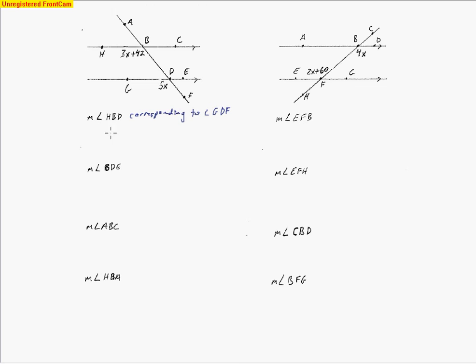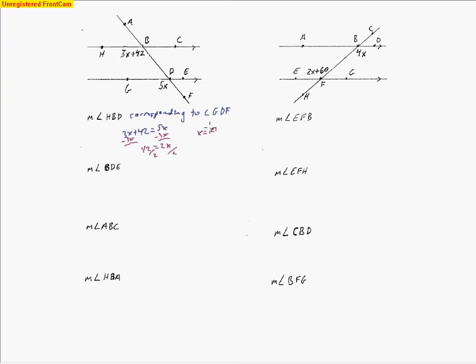So what I'm going to do is set 3x plus 42 equal to 5x, and then solve that equation. I'll subtract the 3x from both sides, because I want to isolate the variable. That leaves me with 42 equals 2x. I'll divide by 2, and that's where I get x equals 21.